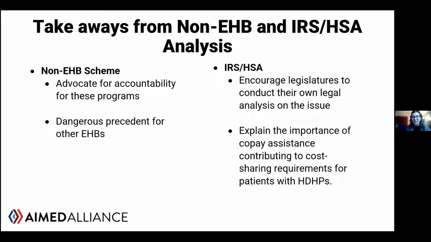So really, what are the takeaways here? I know it's a lot of information, but what we're encouraging groups to do is to advocate for accountability for these non-EHB schemes. We think it's a really dangerous precedent set to allow these plans to create these overly broad definitions and create exclusions to what really are 10 essential health benefits that provide extremely important protections for patients. And in terms of the IRS and HSA issue, we want to encourage legislators and groups to conduct their own legal analysis on the issue and determine if you align with Aimed Alliance's analysis. And also continue to advocate for the importance of copay assistance being counted towards patients' cost sharing requirements if they have a high deductible health plan, because many times these high deductible health plans with health savings accounts are the only options a lot of employees are getting from their employers. So they have no other choice but to take this. Next slide, I'm turning over to Carl now to talk about the patient impact of these programs.